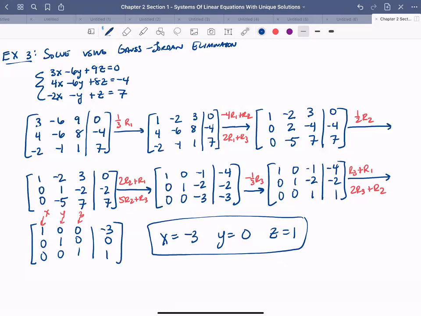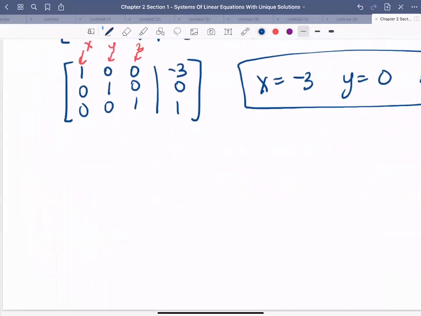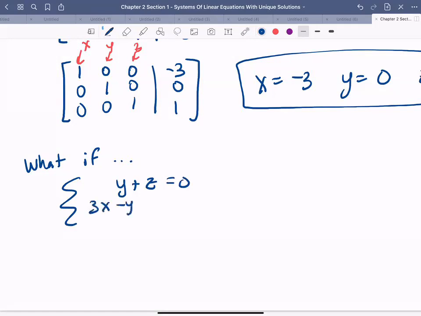All right, so I told you that I would show you the interchanging of rows at the end of our lessons. That's what we're going to do really quickly at the bottom here. So what if, play the what if game. What if we're given this? y plus z equal to 0, and we have 3x minus y plus z equal to 6, and we have 6x minus z equal to 3.